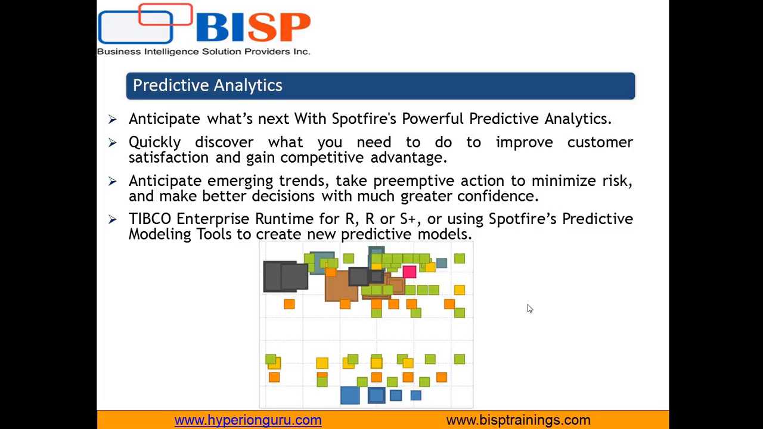So, anticipate emerging trends, take preemptive action to minimize risk and make better decisions with much greater confidence. At times, what happens is in some organizations, if some kind of fraud is also going on, they won't understand that whole process. So, to minimize the risk, to understand what kind of risk and what kind of frauds are going on, this is where you can make a good decision and help in identifying those things and reduce them, minimize them, or stop them.